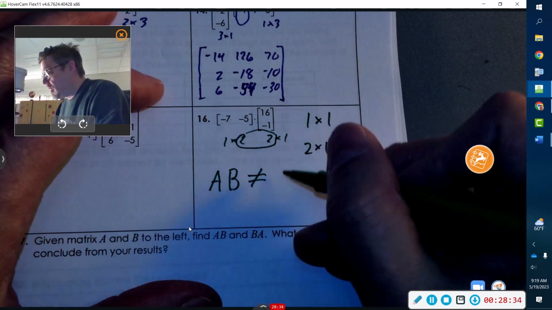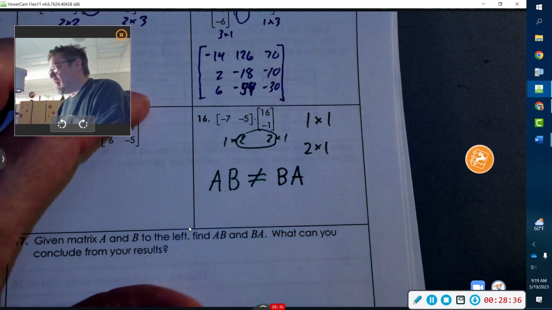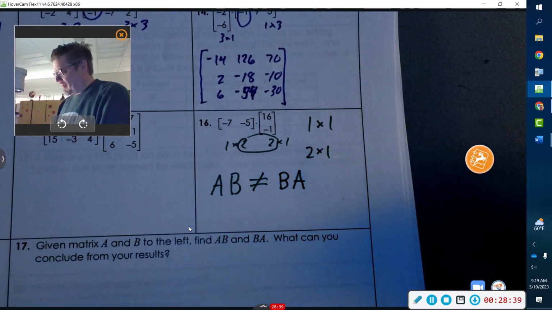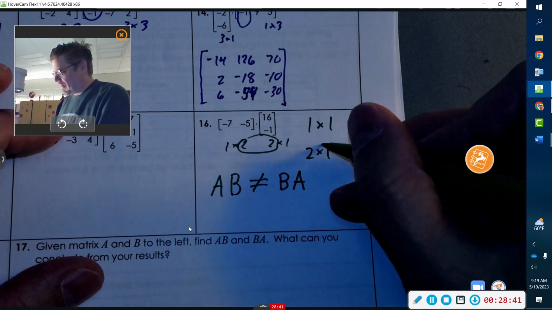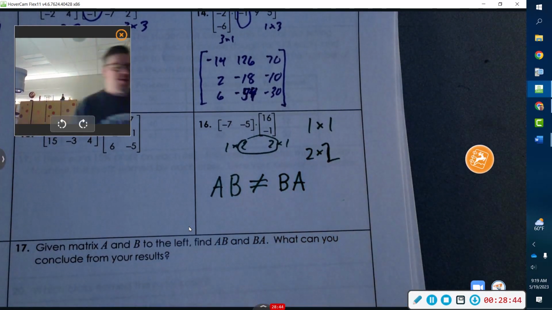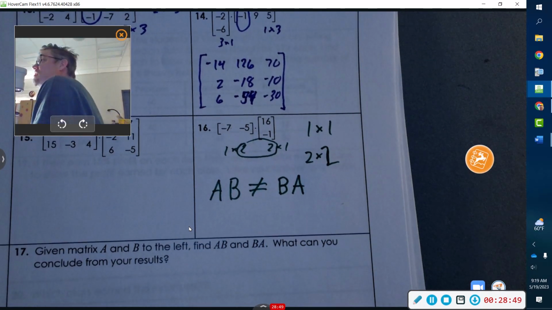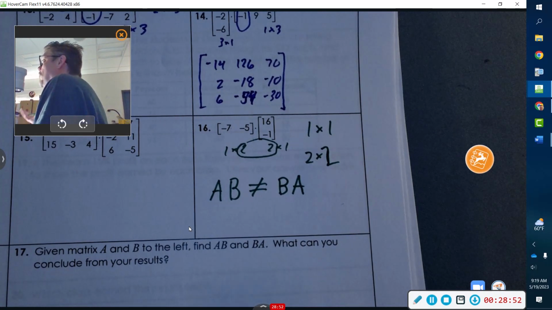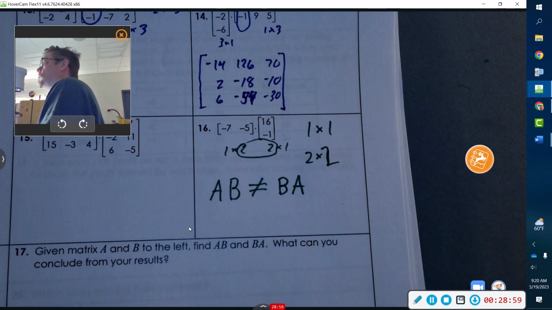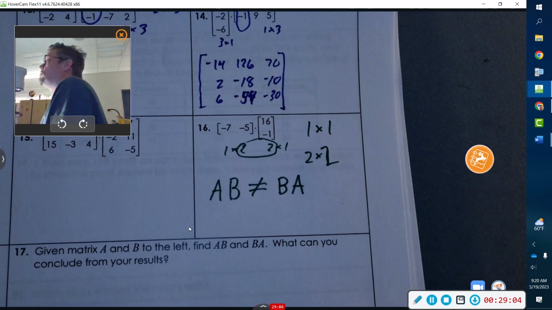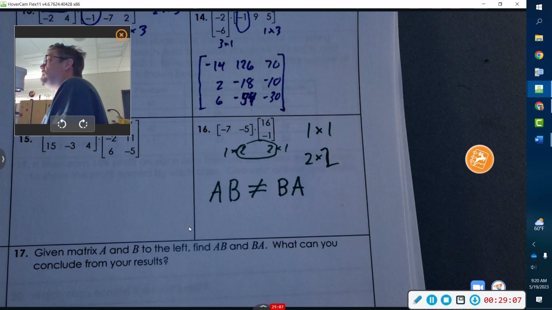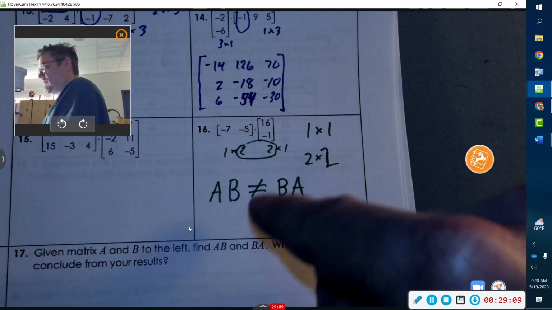So look, here's what's weird about matrix multiplication. It is not commutative. In the real world, we're used to 2 times 3 equals 3 times 2. 1 times 4 equals 4 times 1. That's not how matrices work. They are not commutative. So that is kind of a big deal, which means we will not be able to ever divide matrices. You cannot divide them because of this issue.